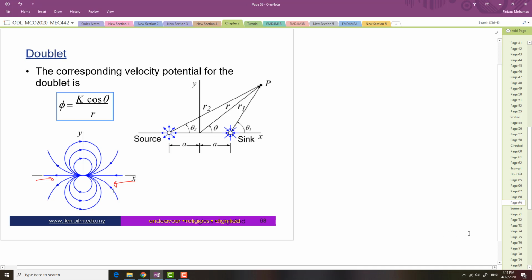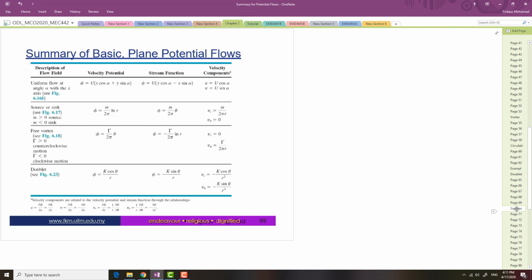Now we complete the basic plane potential flow, and the summary can be seen here. Summary of basic plane potential flow for the uniform flow, source and sink, for the free vortex, for the vortex and doublet. This is phi, velocity potential, and this is psi for stream function, and then the components of velocities. The uniform flow is in rectangular coordinate system; source, sink and doublet are in terms of cylindrical coordinate system.